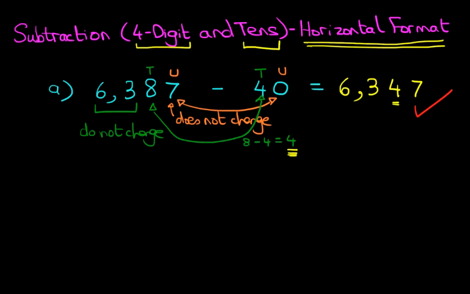And that's only in this example. Now let's move on to our second example. This time we have 5,745 subtract 80. So 5,745 minus 80. Now the same principles apply. We are subtracting 0 units from 5. So therefore the 5 does not change.